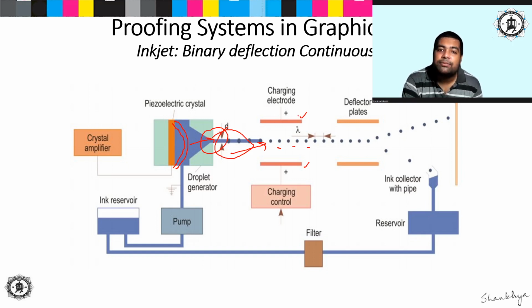So for example, this is basically the image area. So the deflector plates will guide the stream of drops into this particular area, and the ink droplets will form onto this area of the paper. The remaining droplets will be collected in this reservoir and will then be filtered and recirculated into the ink reservoir and finally get into the droplet generator ultimately, right?